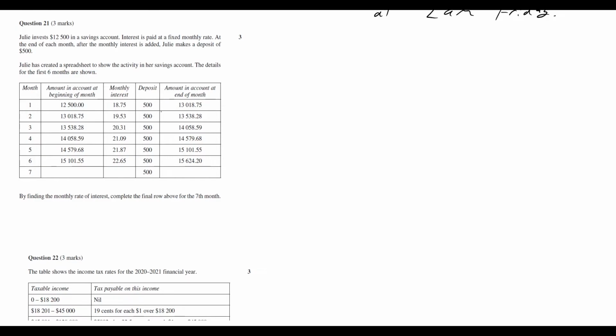Okay, so a simple way to do that is to take the monthly interest. Let's just take the first month for the example here. So 18.75, and we can simply divide that by the initial amount in the account of 12,500. And when we do that, we should get an answer of 0.0015. And if I wanted to write that as a percentage, we simply times by 100, and then we have 0.15%. Okay, so that's our interest rate. That's very, very important for us to know.